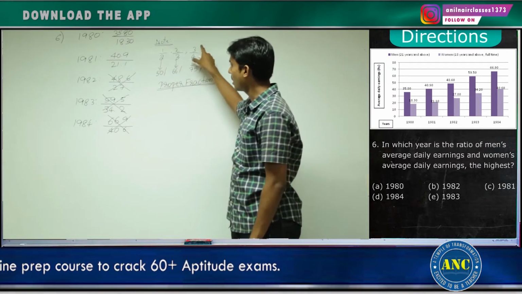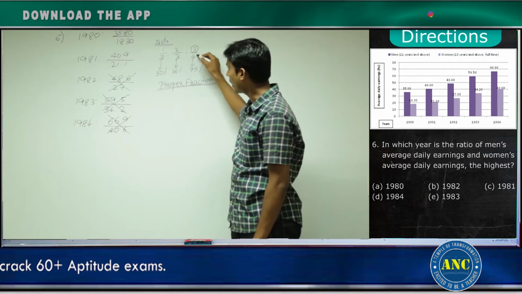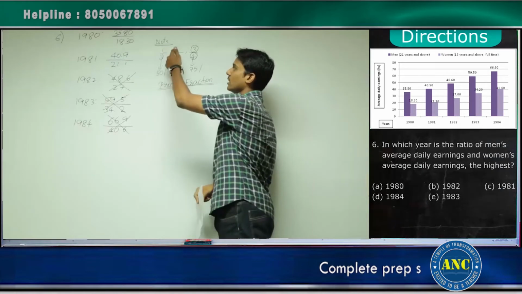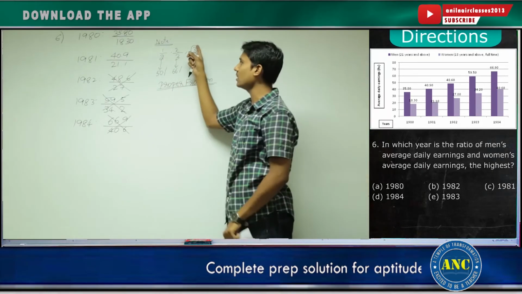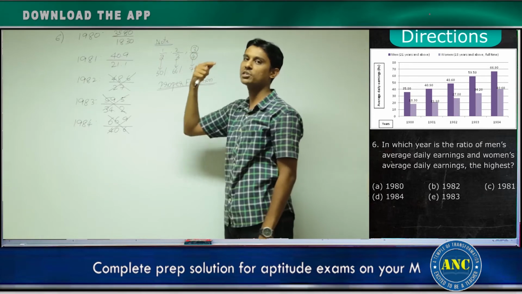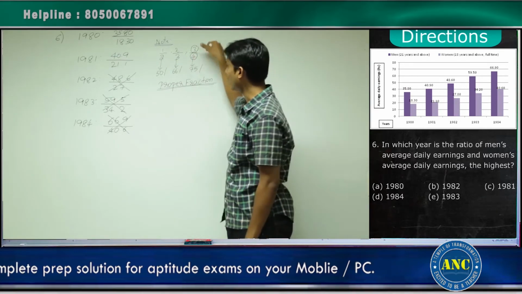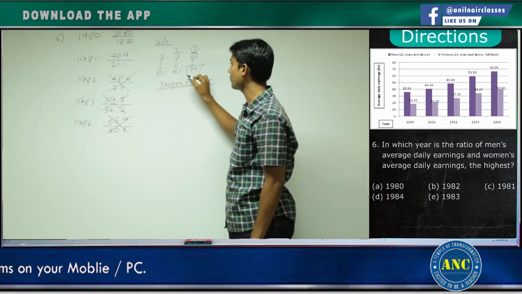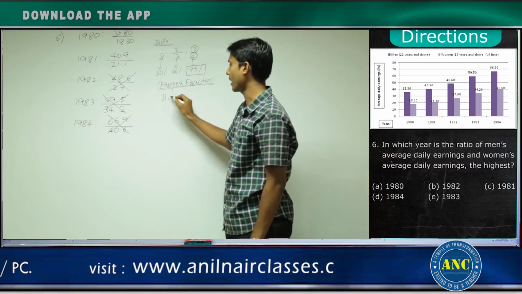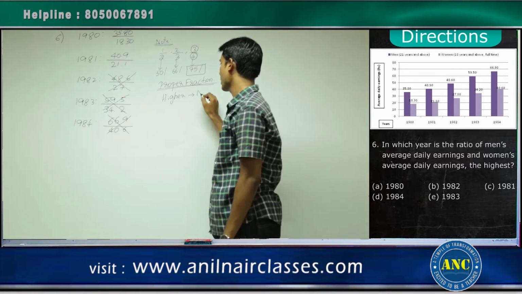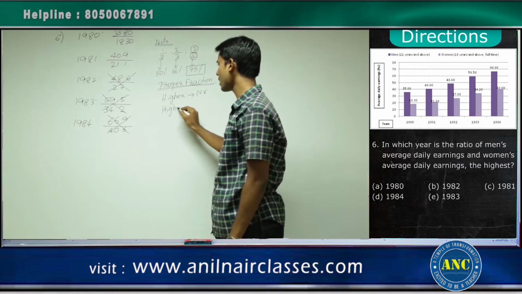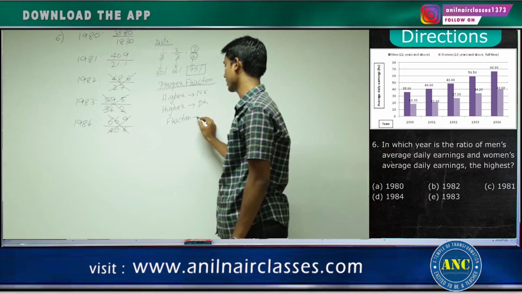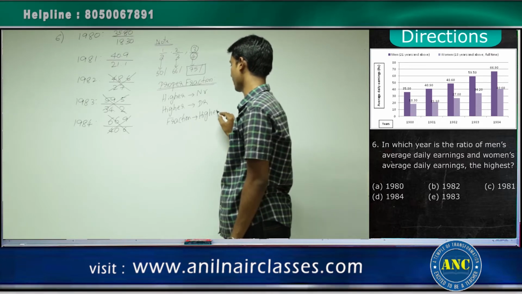For a proper fraction, higher the value in the numerator, higher the value in the denominator, that fraction will be highest. Among 1, 2 and 3, which numerator is highest? 3 is highest. Among 2, 3 and 4, which denominator is highest? 4 is highest. So for a proper fraction, the fraction will be the highest. That is what we can predict from this example.